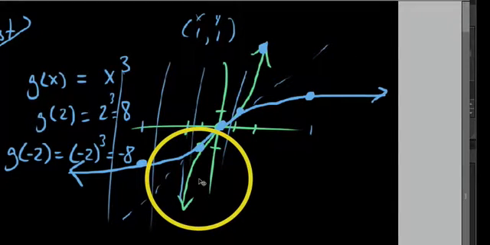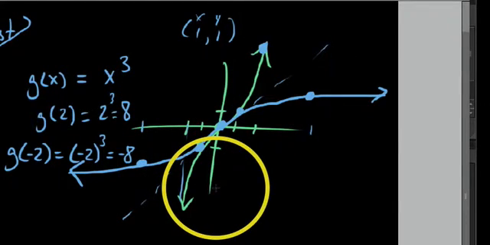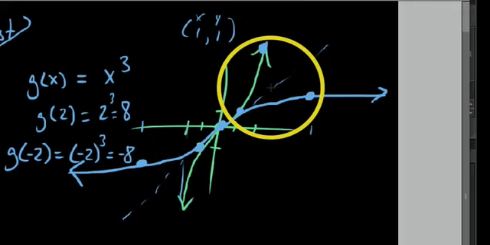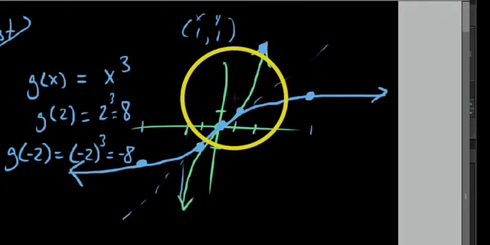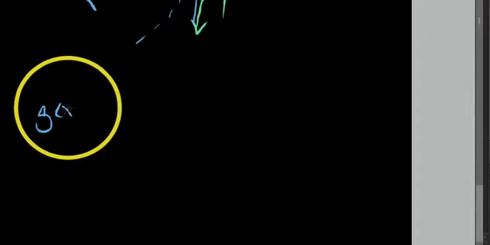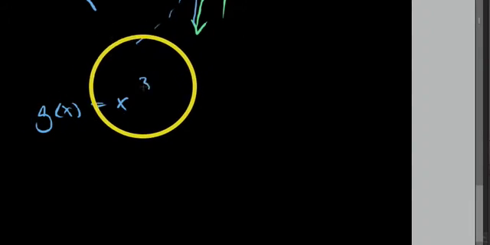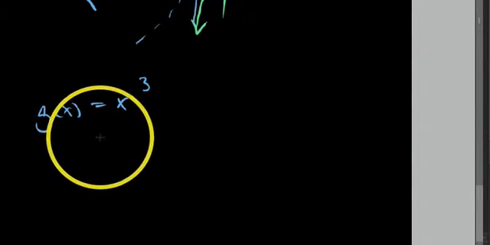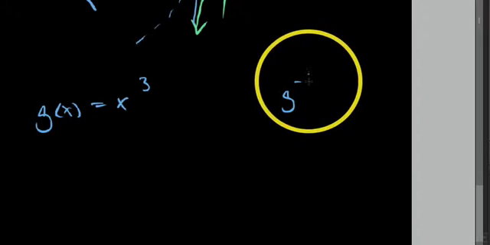So here's basically the big picture of the horizontal line test. Since a horizontal line never hit my original graph more than one time at any spot, then its inverse is a function because it'll pass the vertical line test. So we'll draw both of these here in a second. I think it'd be good if we found the inverse function of g of x equals x cubed. Let's find g inverse of x.